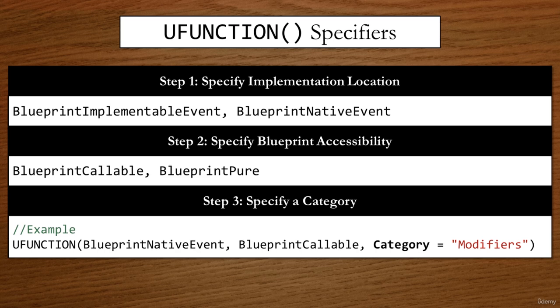Do we want the function to be blueprint pure or blueprint callable? And finally, we can specify a category as with our U properties. And I have an example of a U function macro there with some specifiers, blueprint native event for example, blueprint callable, and then you can also provide a category. Of course, you can swap the specifiers around, you should not get any errors, but this is a common format that you will see. You have the category to the right. That is, the category will be the final specifier in the U function and the U property macros. We just want some consistency with those.